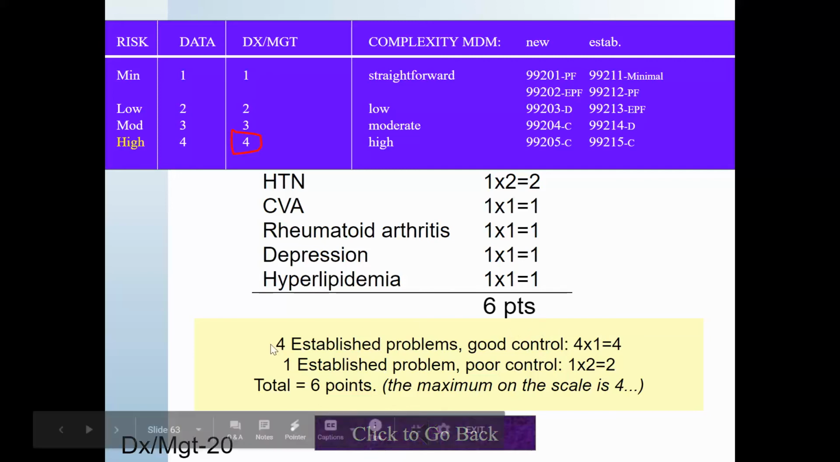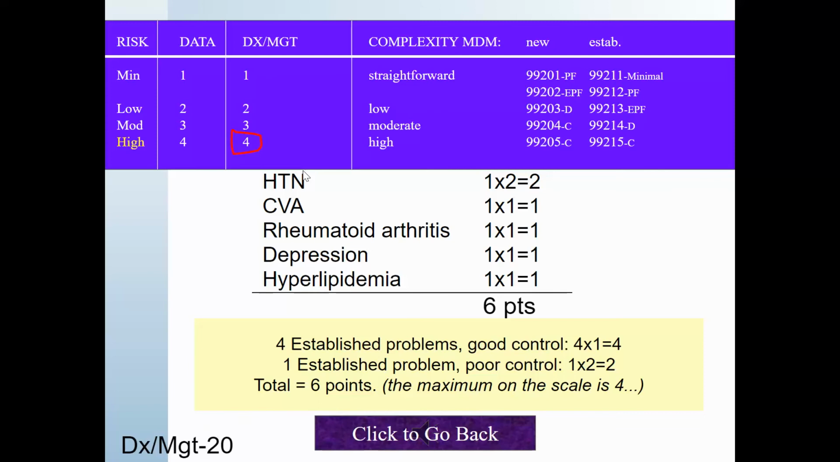Okay, so you get 4 established problems, good control, 4. 1 established problem, poor control is 2. So this is a really easy section for us too.